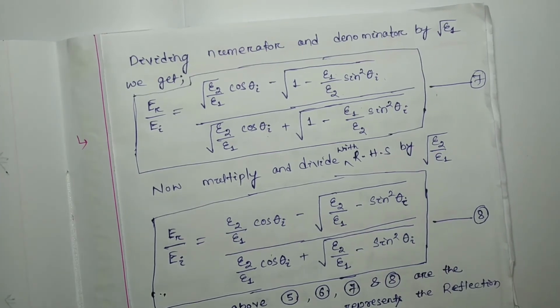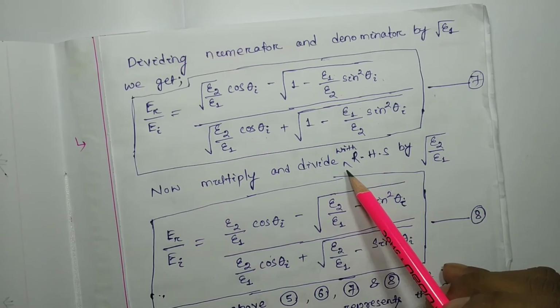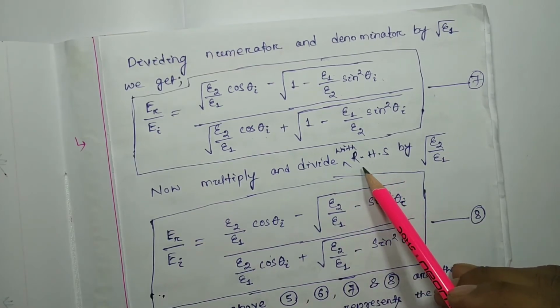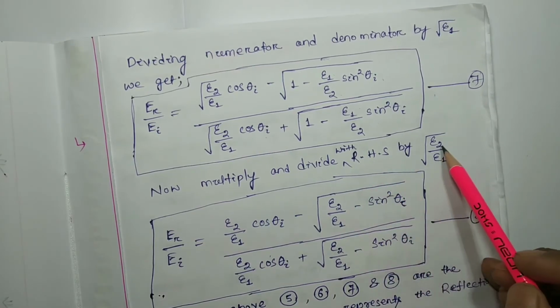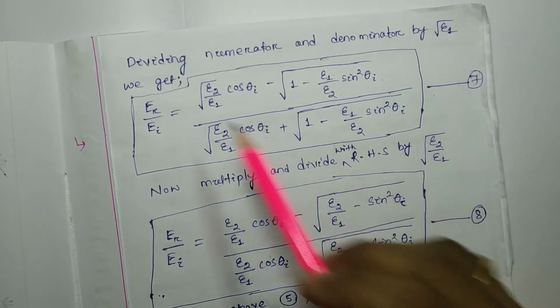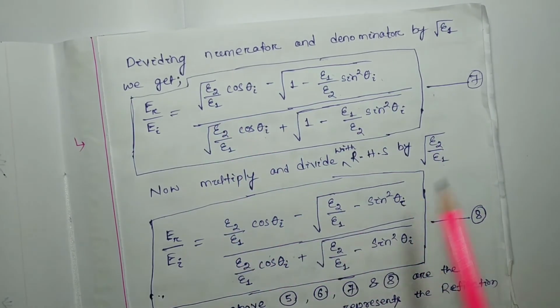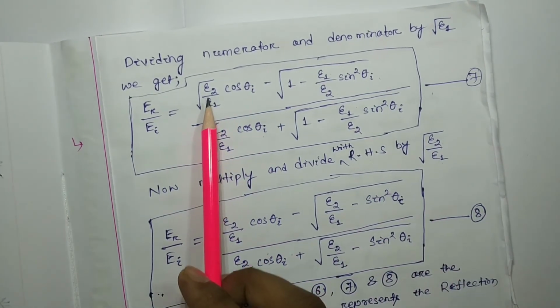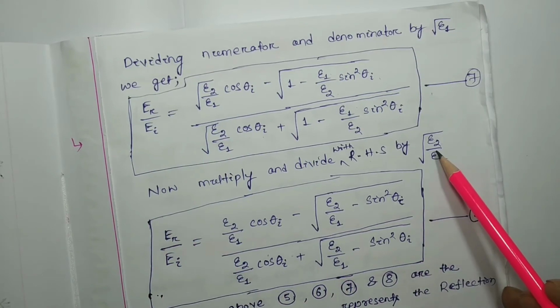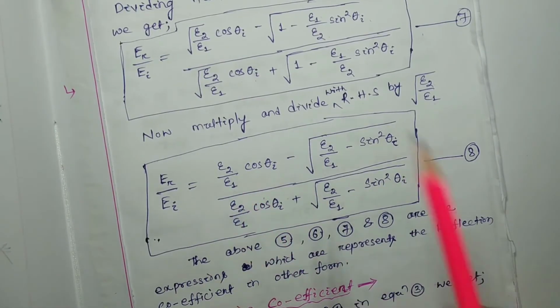Now again, what are we going to do? We are going to multiply and divide by root of epsilon 2 by epsilon 1. See, root of epsilon 2 by epsilon 1 is already there. If I multiply with this, it will be epsilon 2 by epsilon 1 only, and the root is going to be removed.